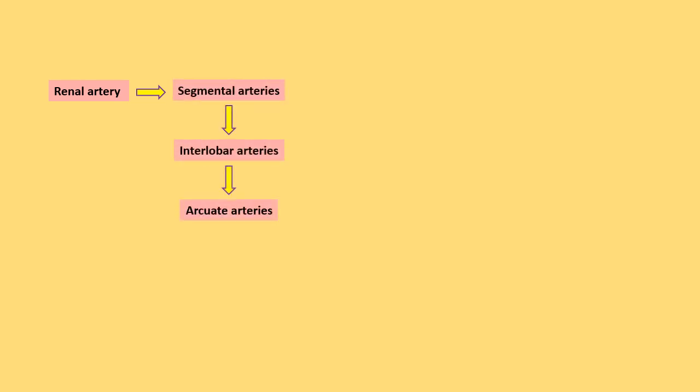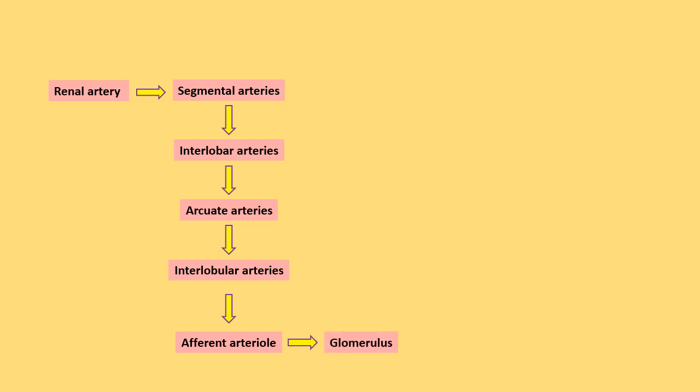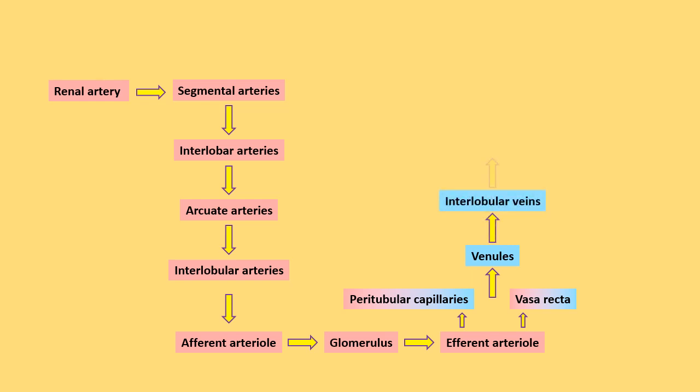The renal artery enters from the renal hilum and branches into segmental arteries, interlobar arteries, arcuate arteries, and interlobular arteries, which supply blood to the afferent arteriole and then into the glomerulus. Glomerular capillaries join together and form the efferent arteriole that carries blood to the peritubular capillaries or vasa recta. Then the blood flows to the venules, interlobular veins, arcuate veins, interlobar veins, and finally to the renal vein and leaves the kidney.